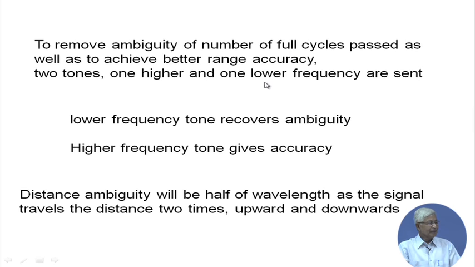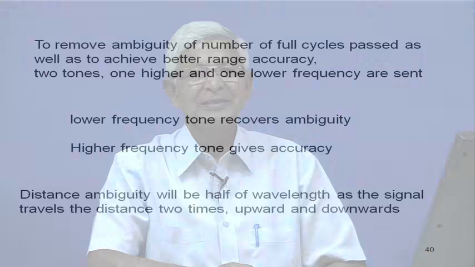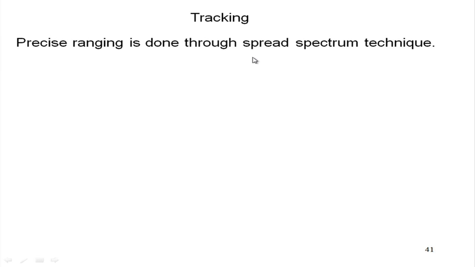Therefore, a lower frequency tone is required so that a full cycle covers the up and down range, that is 2 times the range, but then you do not get the accuracy. So a higher frequency tone is required to get the accuracy, where the phase is smaller. Therefore, both lower frequency as well as higher frequency tones are required. This is on the tone, but nowadays in digital systems we have a much more precise way of doing it, that is by sending some code, through a technique called spread spectrum.